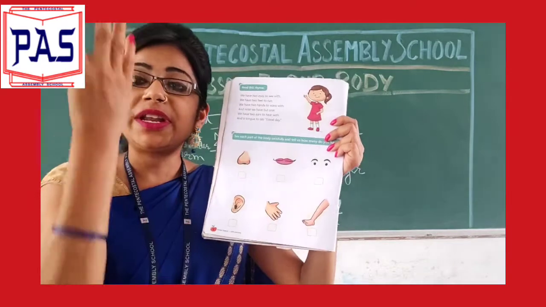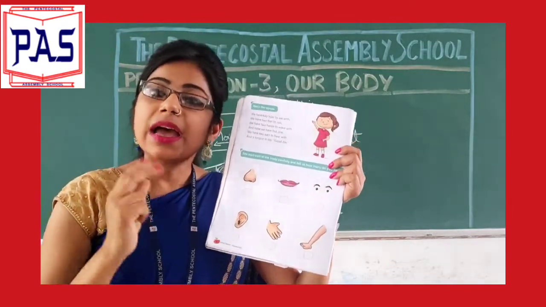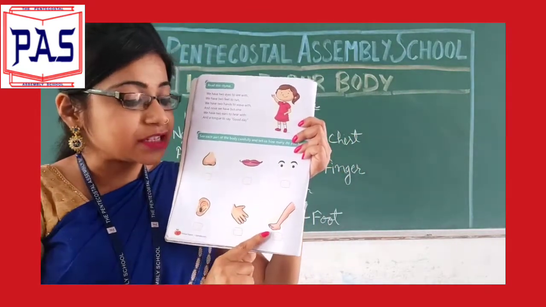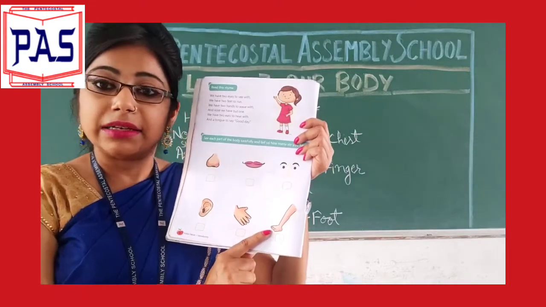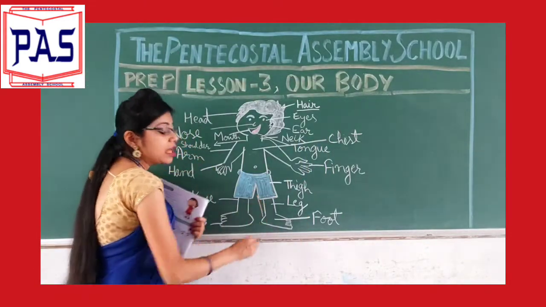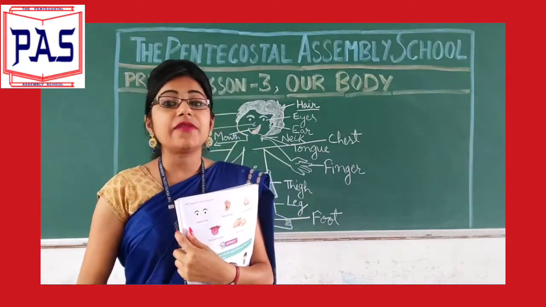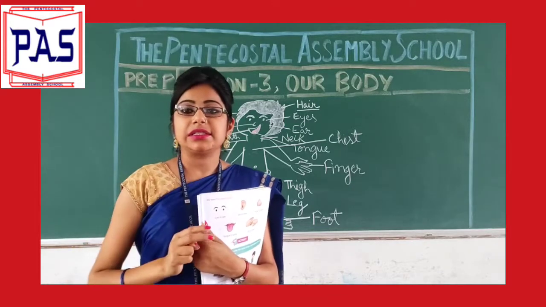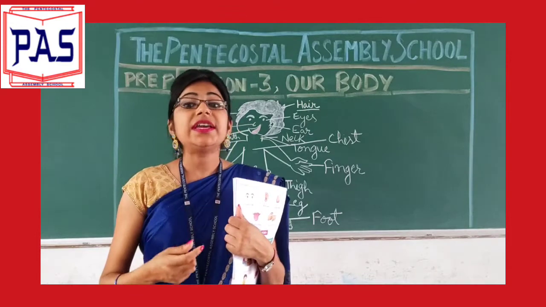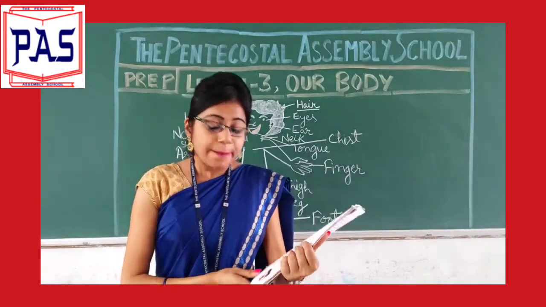Hand. How many hands do we have? We have 2 hands. So, children, you will write here 2. Next one is leg. Which body part is this? So, leg. How many legs do we have? We have 2 legs. With the help of our legs, we run. We can stand.